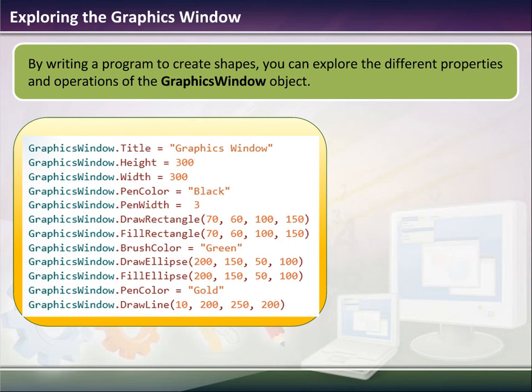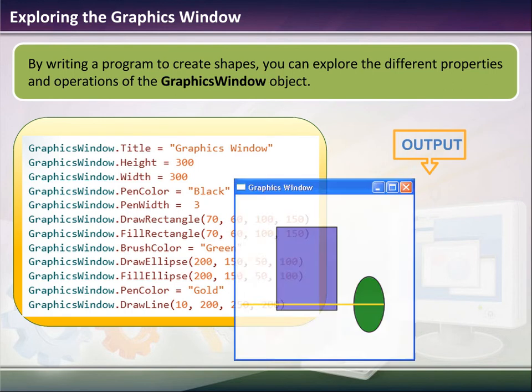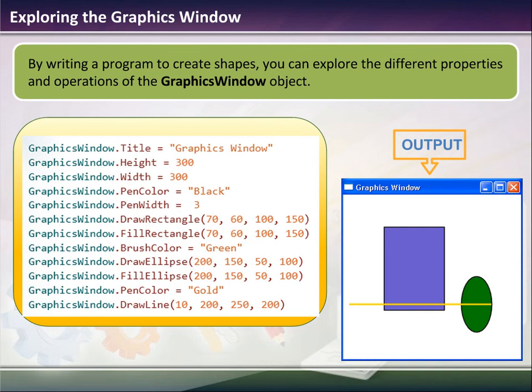Now, if you notice that it's the same dimensions. And then we're going to use a brush color of green, and then we're going to draw an ellipse and fill the ellipse, and it's the same dimensions, and then we switch our pen color to gold, and then we'll draw a line. So when I run that program, this is what it will look like.